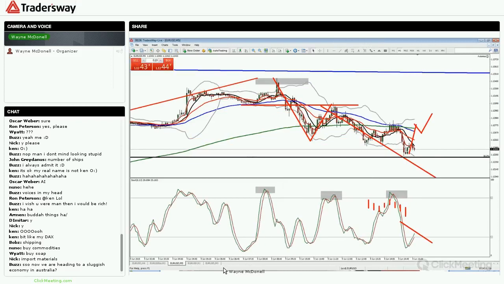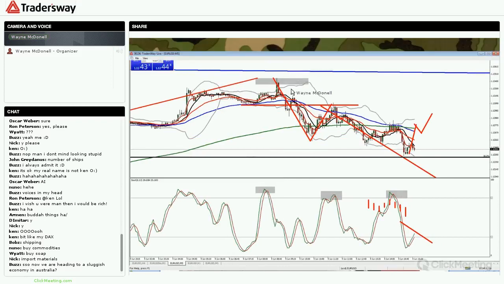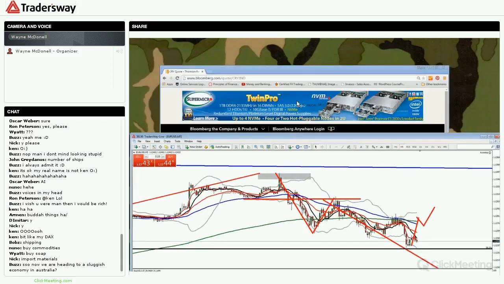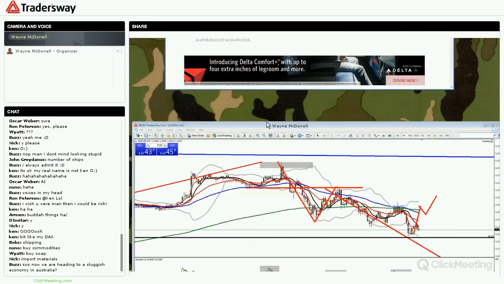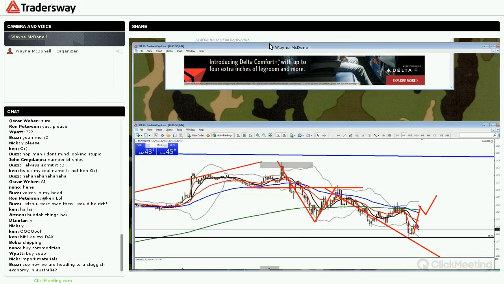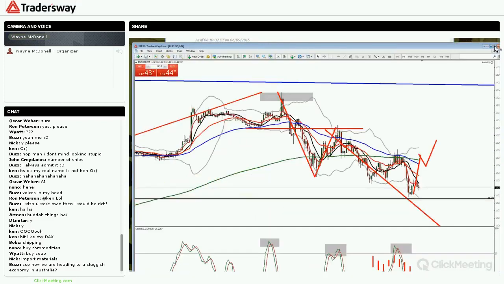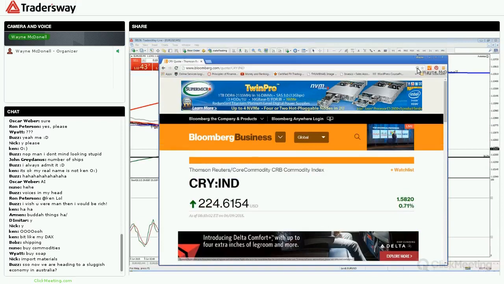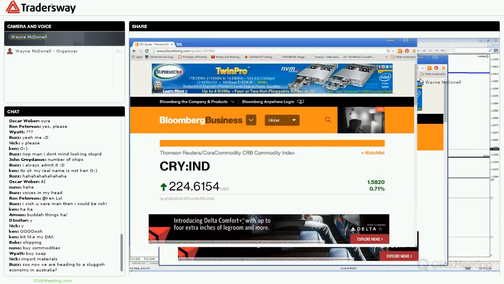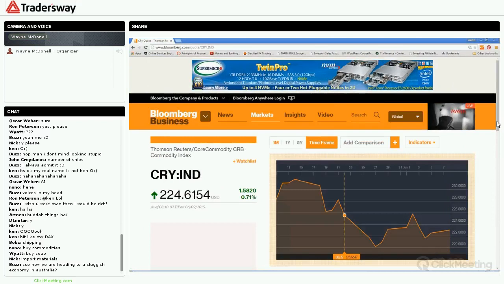Oops. Where did that go? It's gone now. Come on. Where did it go? There we go. Wow, that's a big ad, huh? So they're not showing me a chart, it seems like. Oh, there it is. All right.